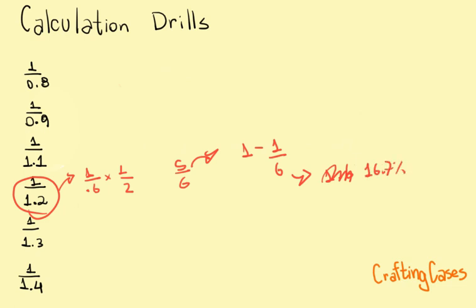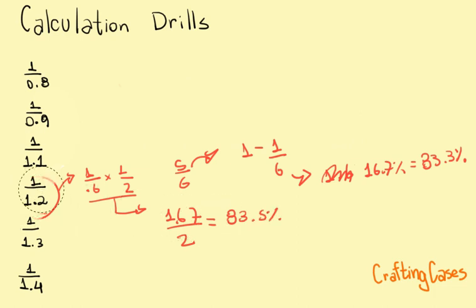16.7%. So we'll subtract that from 100%, and we're going to get to 83.3%. Okay, and now if we look at it this way, what we're going to get to is 1.67 divided by 2, which is 3.5%. Okay, let's move on to the next one.